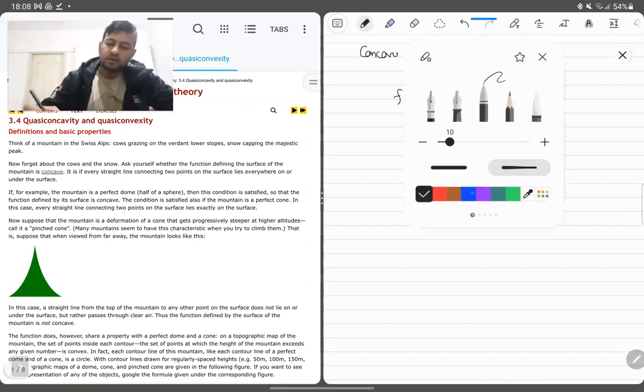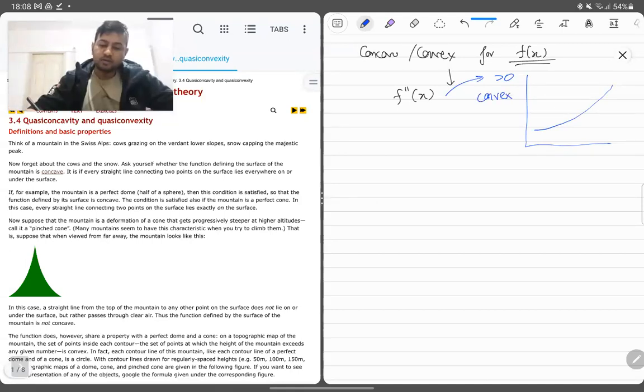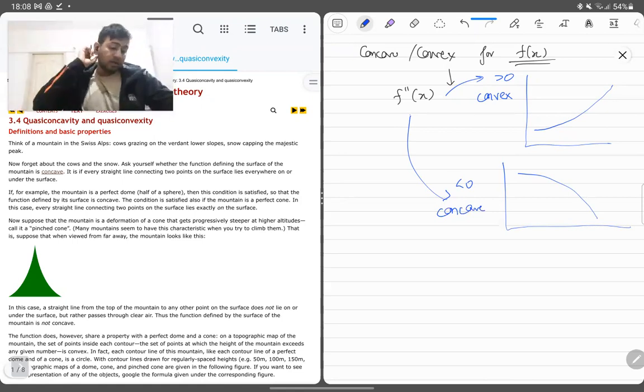If f double prime of x is positive, then the slope is increasing. f double prime is the slope of the slope. So the slope should be increasing, and it looks something like this. This function is what we call convex. On the other hand, when it is negative, it looks like this, and this is concave. Next is quasi-concavity and quasi-convexity.